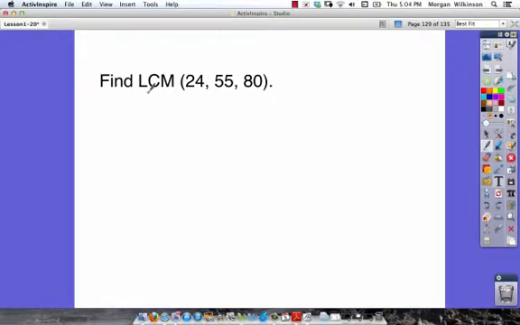Okay, what we want to do here is find the least common multiple of 24, 55, and 80. Our first step in this process, we're going to write our steps out up here today. First step is to make factor trees. So let's make a factor tree of each of these numbers. First, we've got 24. We're going to break that into its prime factors using a factor tree. So 24 is the same as 6 times 4. We could have said 12 times 2 or 8 times 3. We get the same answer in the end.